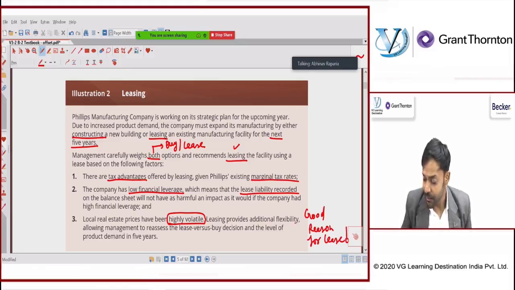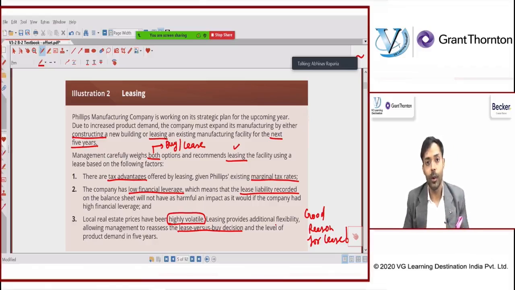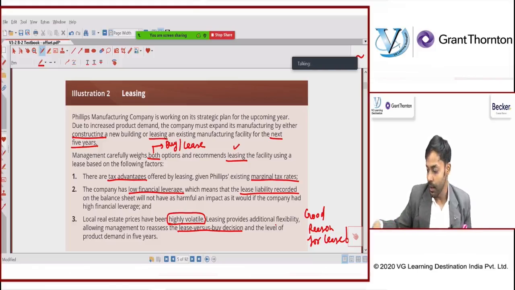Leasing provides additional flexibility, right? It provides additional flexibility to the management to reassess the lease versus buying decisions and the level of product demand in 5 years. You can gauge after 5 years that it is not relevant, but when you bought the property, it is your property, and what if the prices have gone down? You cannot get away with that. But if it is a lease, you can still get away with that. So that's the advantage of the lease, right?